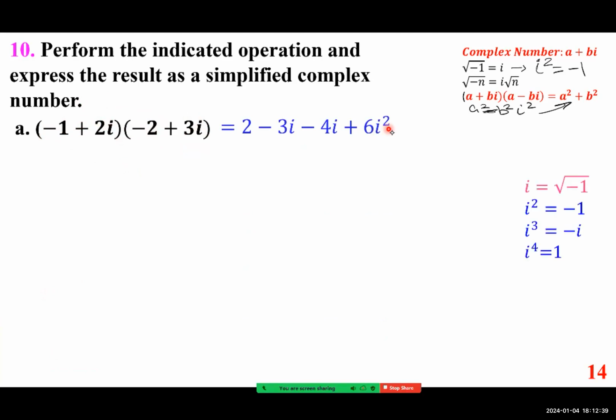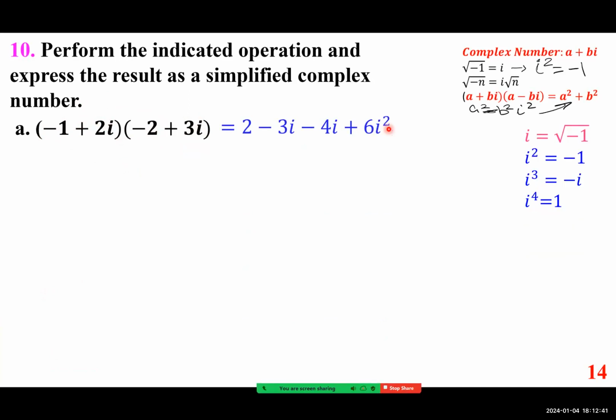So let me remind you of the powers of i. i, by definition, is square root of -1. So if you square that, it becomes -1. If you cube that, that means multiply this one by i, and it becomes -i. And if you raise it to the power of 4, this one to the power of 2 becomes +1. So i to the power of 4 is 1.